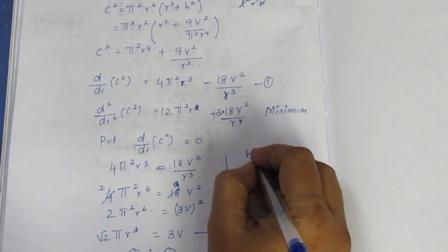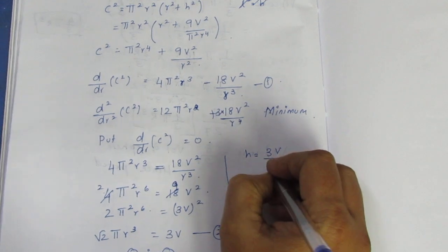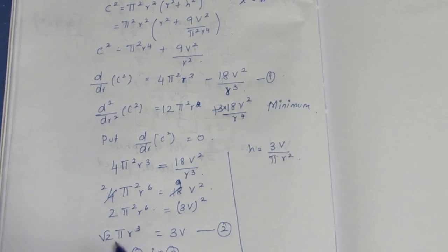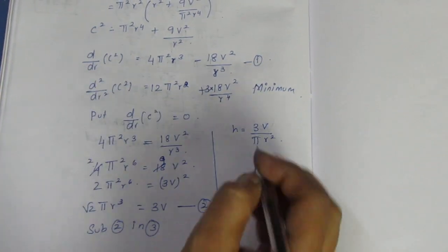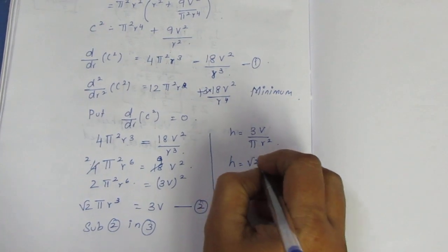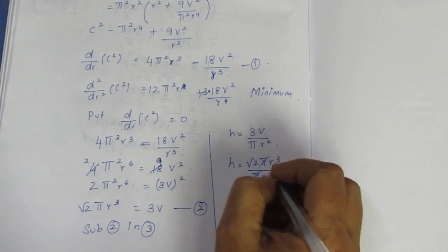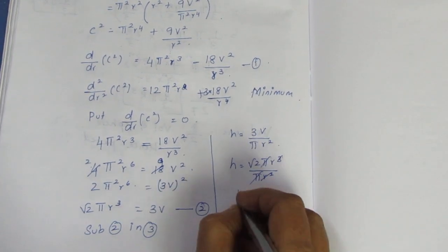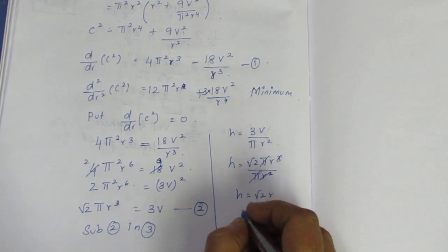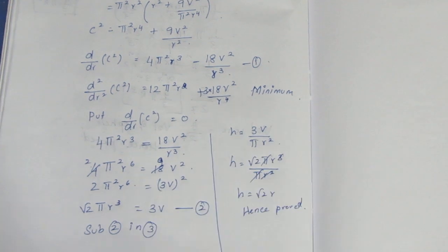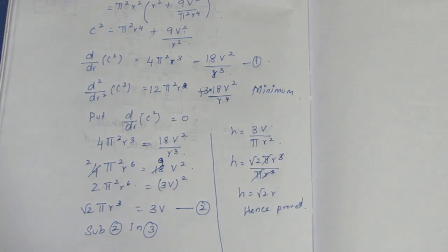We have h is equal to 3V by πr². If I substitute this over here, we have h is equal to √2 πr³ by πr². So π gets cancelled, and here one r gets cancelled. h is equal to √2 r. This is what we needed to prove. We have proved this. So that's all with the sum. Thank you.